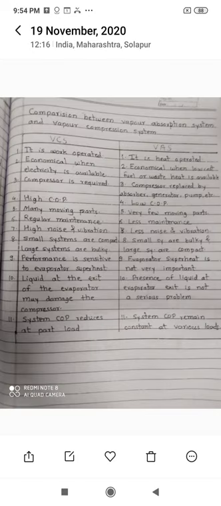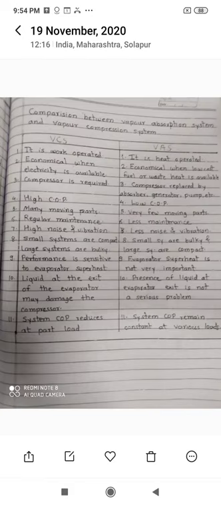Next is, the vapor compression system is economical when there is availability of electric energy, that is, electricity is available. The vapor absorption system is economical when low cost fuel or waste heat is available.